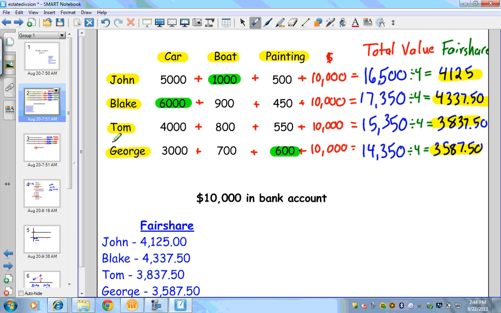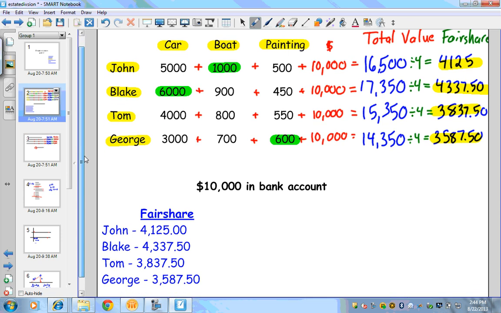Okay? So, moving back down to the fair share. Another way to look at the fair share is, if every item was cashed out, this would be the amount of cash that each heir would get. Because remember, the fair share is based upon their estimation of what everything is worth plus the cash in the account. All right, so with that being said, let's go back to what we were talking about.